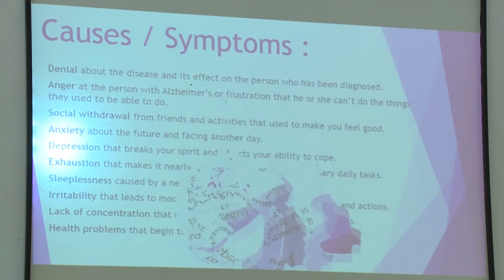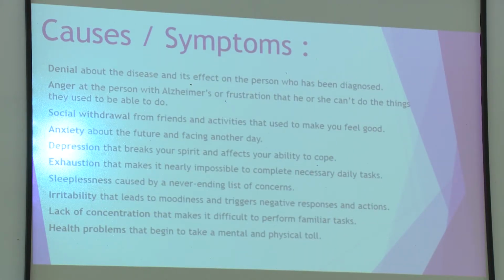Some of the causes and symptoms that affect them: they're in denial from the person that has the disease. They're angry or frustrated because that person can't do the things that they used to. They suffer from social withdrawal and anxiety and depression. Exhaustion because they have to complete someone else's daily tasks. They don't have time to worry about their own. Sleeplessness, irritability, a lack of concentration, and other various health problems.